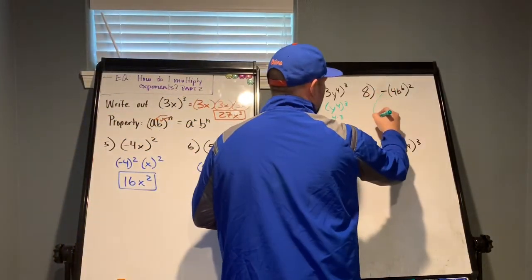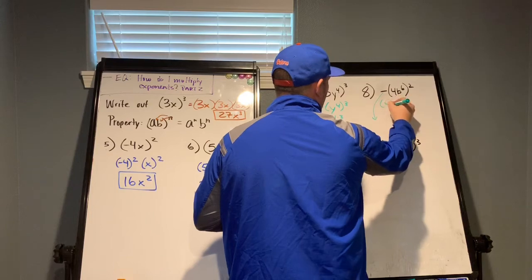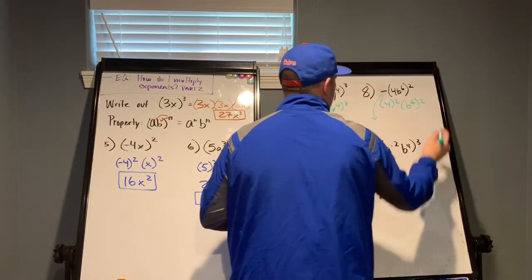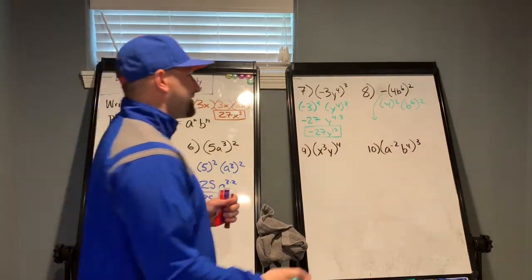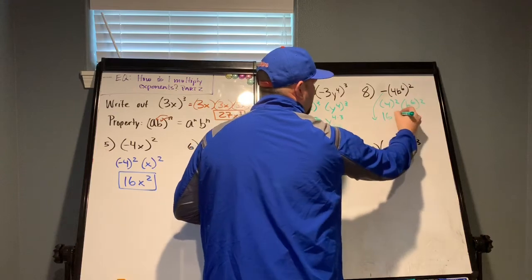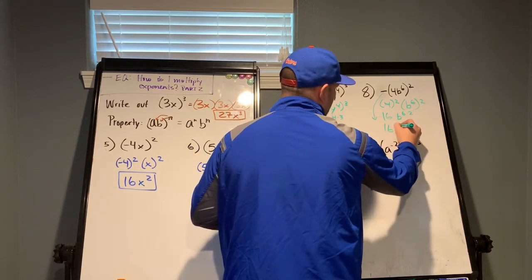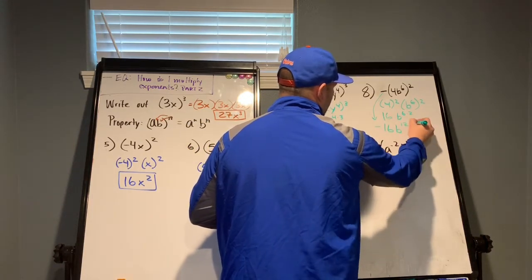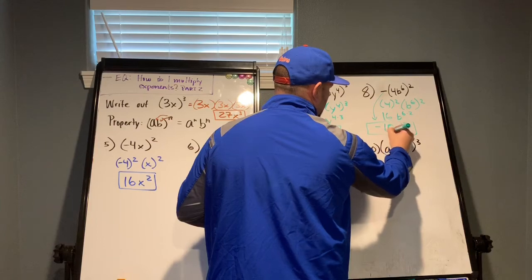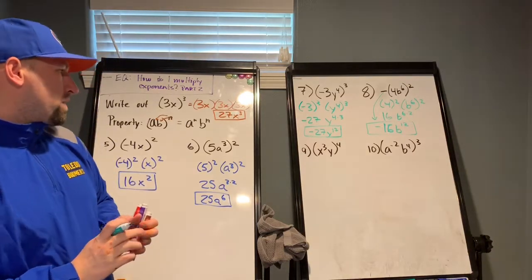Okay. Next one, we split it up. We're going to take this negative, since it's outside, and bring it to the bottom. We won't worry about it for a little bit. So then we have 4 squared, and then we have b to the 6th to the power of 2. Okay, so 4 squared is 16. And then we've got b, 6 times 2, so b to the 12th. That's 16 b to the 12th, and we bring that negative down, so negative 16 b to the 12th. Okay. All right, on to the next one.